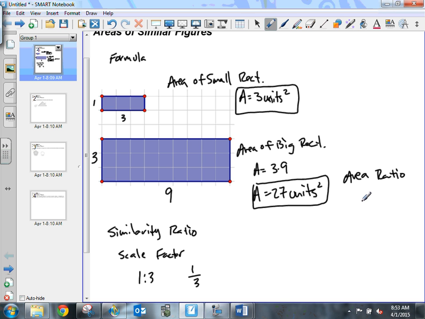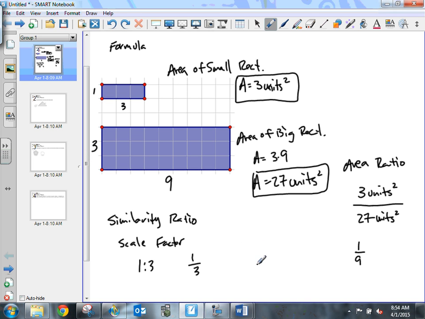And what I know about this is that if I take the area ratio, the small area divided by the big, I get the small area, which is 3 units squared, divided by 27 units squared. I get this ratio of 3 over 27, and this simplifies down to 1 over 9. Now, here's my question.